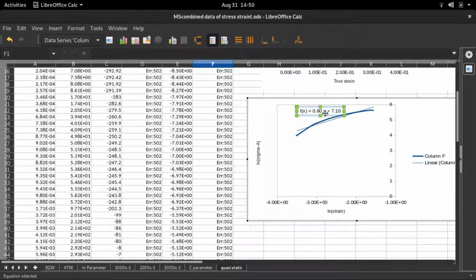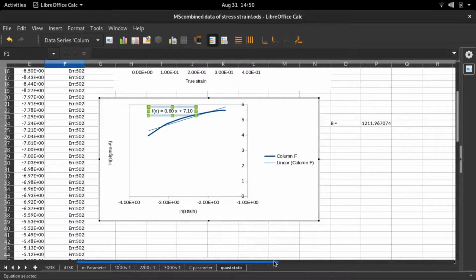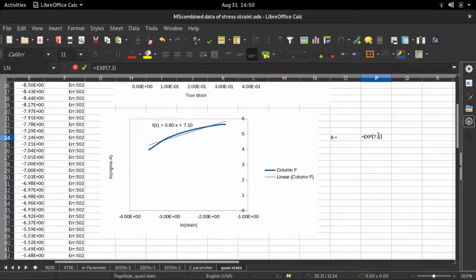So whatever is in x is ln of strain and f(x) is ln of sigma minus A. So it is n times ln of strain. So the n value is 0.8, and this is ln b. If your ln b equals 7.1, then b equals e to the power of 7.1. So you can take the exponential, and it will be about 1,212. That much MPa is your b value.